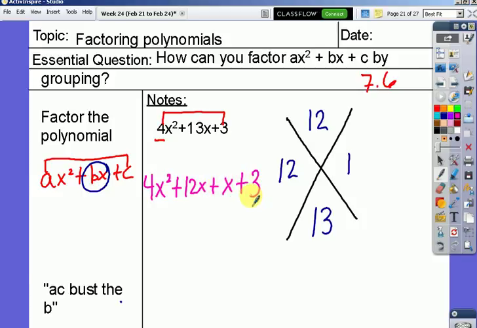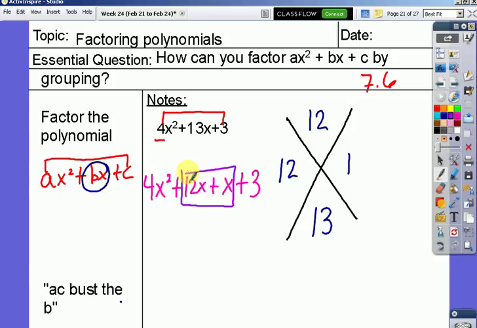So what I did, again, I put AC plus the B for a reason, because you want an AC and then you want to break apart that b term in the middle. So I broke that b term in the middle to 12 and 1. Does that make sense? Okay.